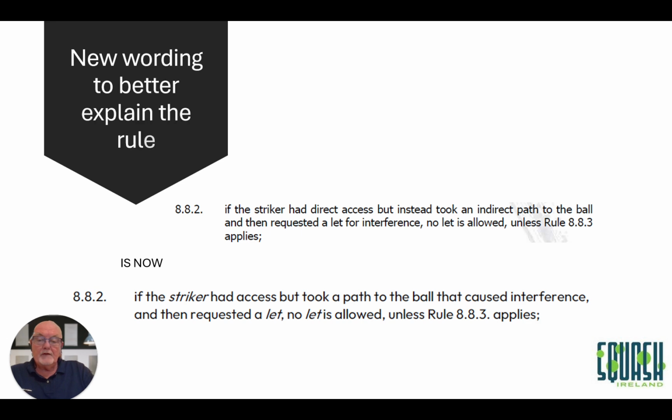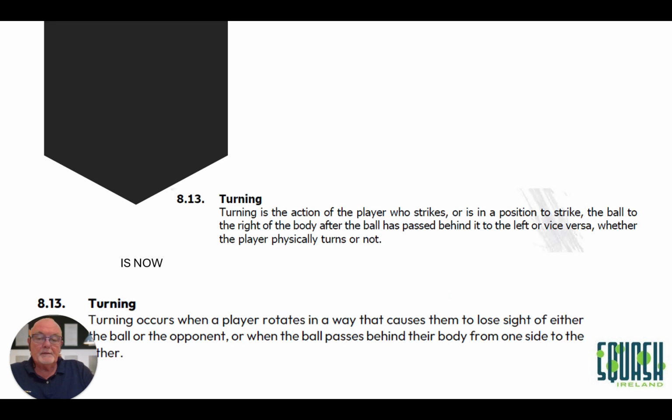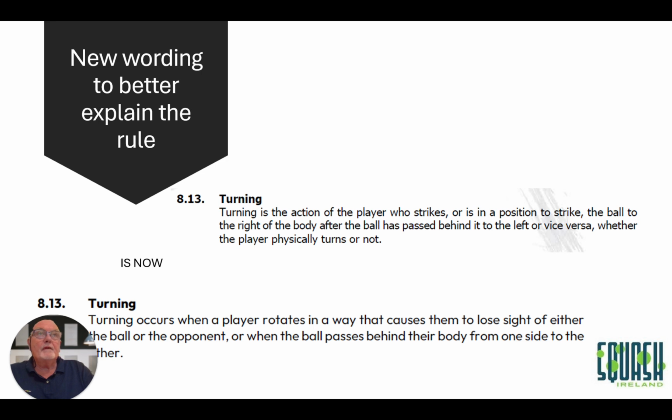Similarly, in Rule 8.8.2 on creating your own interference, so to speak, it now reads, if the striker had access but took a path to the ball that caused interference and then requested a let, no let is allowed, tidying up somewhat on the existing rules. Similarly, the definition of what's meant by turning has been changed. Now remember, these are changes to wording to help interpret or apply the rule more clearly. These are not changes to the rules themselves.